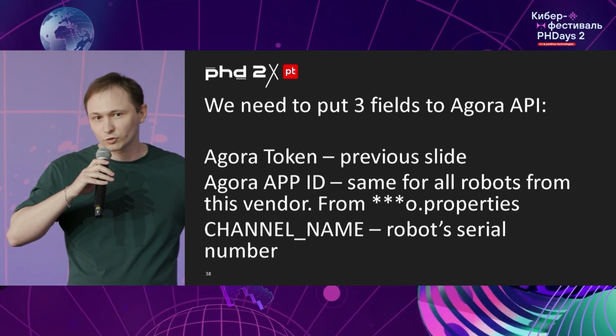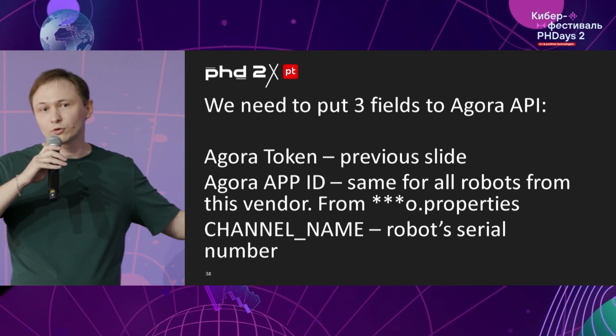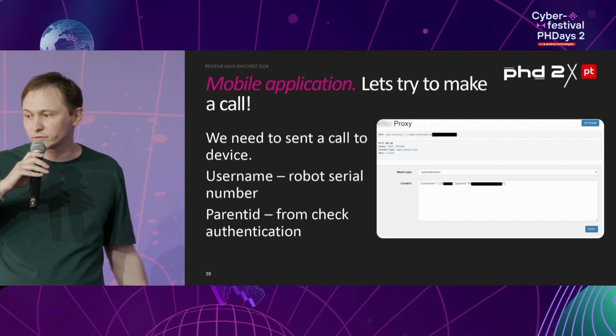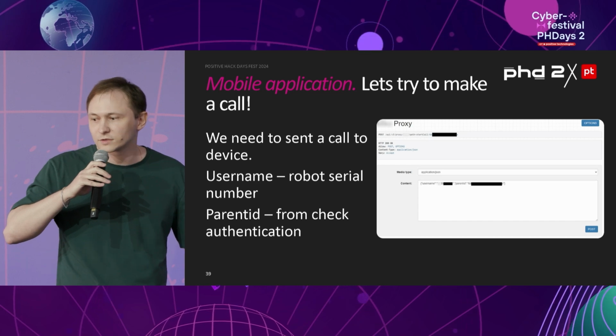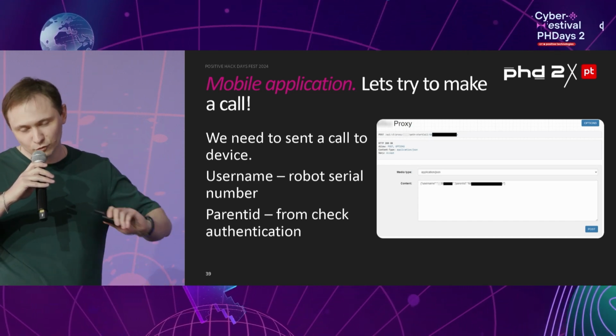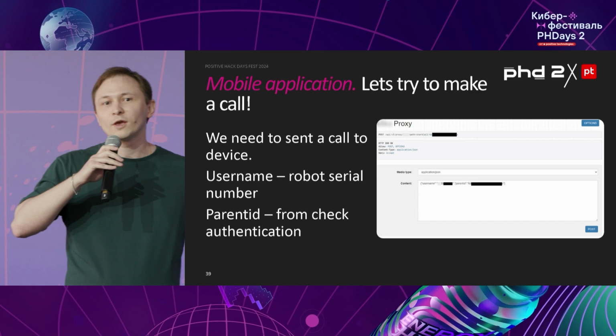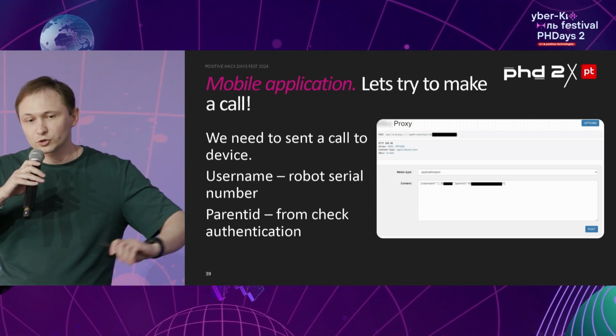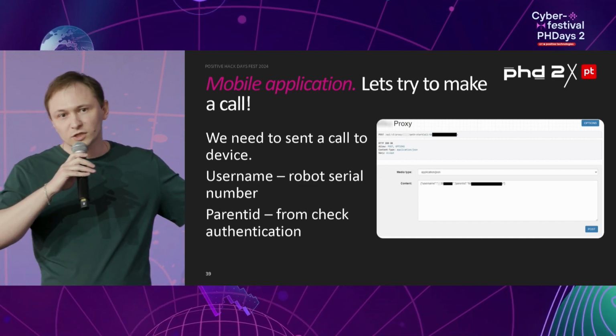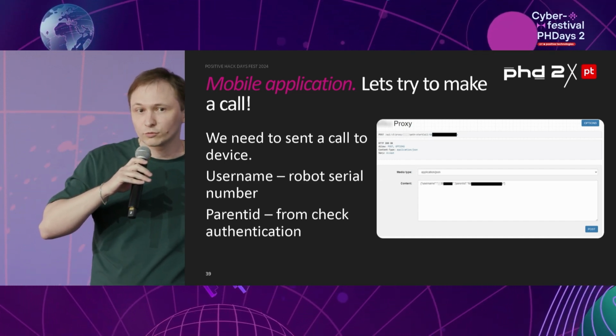So we see that we don't have so many fields to go through. So we can push this token to the robot. And to make the call, we need two fields, the username and the parent ID. So the username, we understand what it is. And parent ID. So what do we need to know about the parents? This is the field which is revealed to the endpoint. So we know the login only, and this way we can ask any robot to call us.